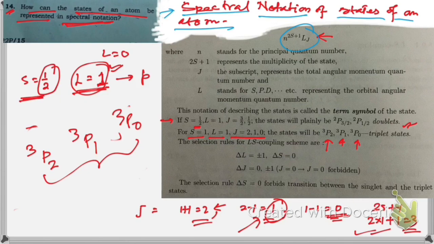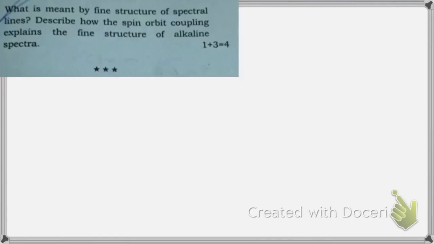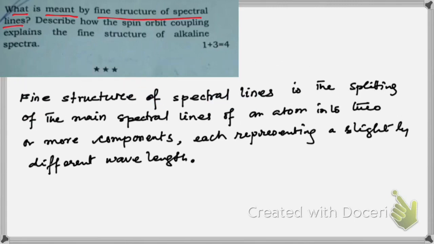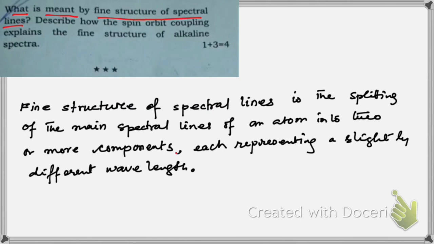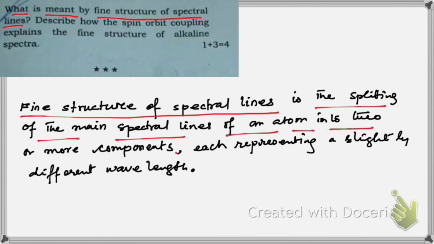Now let's move on to the next question. You can solve this question or the next one. The next one is this, the last question of this paper. What is meant by the fine structure of spectral lines? Let me write the answer here. The fine structure of spectral lines is the splitting of main spectral lines of an atom into two or more components, each representing a slightly different wavelength, right?